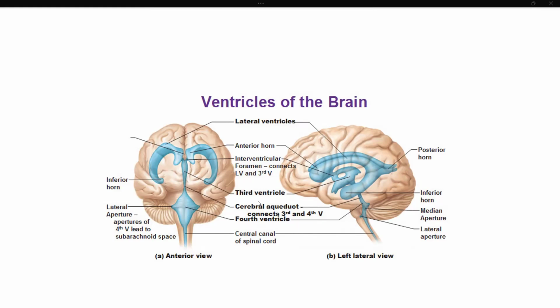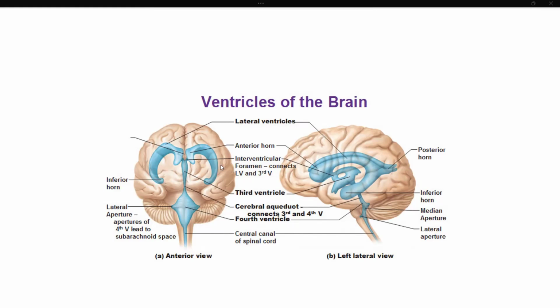Now you must be wondering, yeah, we know the brain has 4 ventricles, but do we know their names? Okay, here we go. First of all, we have the lateral ventricles. Now you have 2 different views, the anterior view and the lateral view of the brain. And you can see that we have 2 ventricles that are known as the lateral ventricles. In the picture where we can see the anterior view, we can see 2 ventricles that are lateral.